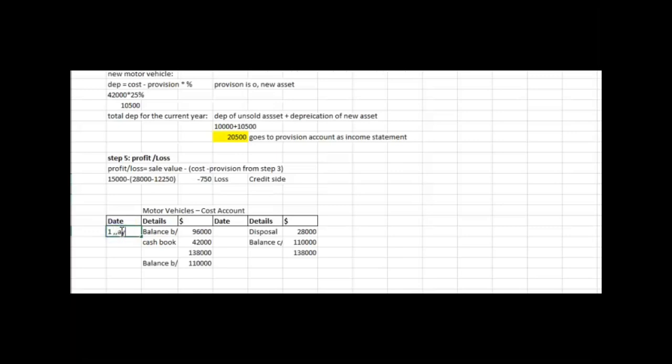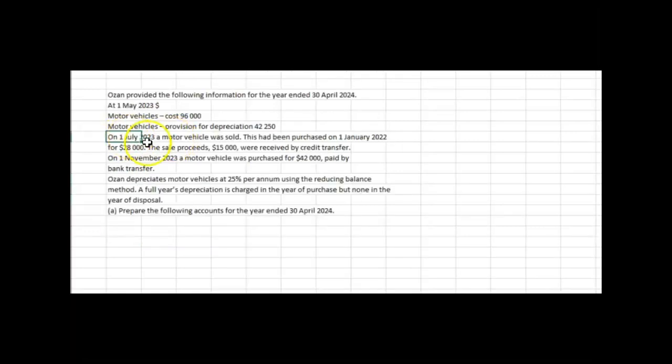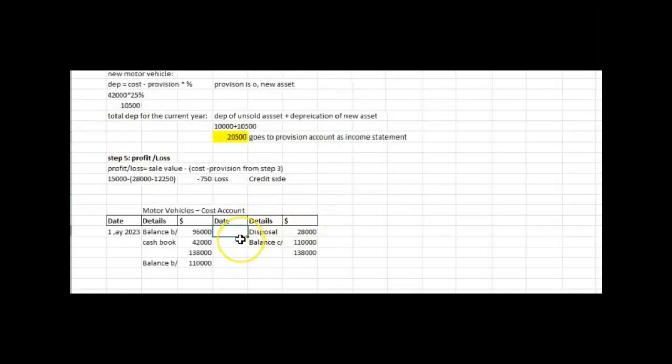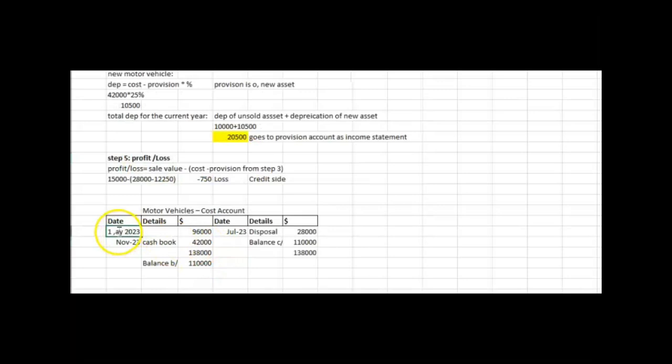Now put the dates. Balance BD is beginning of the year, May 2023. Disposal is date of sale, July 2023. Cash book is November 2023. Balance CD is end of year date, and balance BD is beginning of next year date.